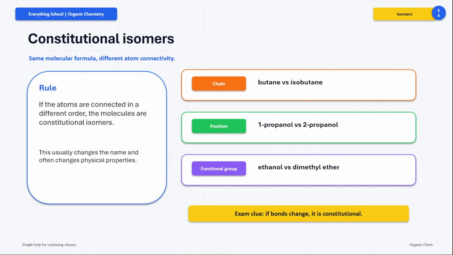Slide 6. Constitutional isomers. Constitutional isomers are the easiest isomers to check first. They have the same molecular formula, but the atoms are connected in a different order. A quick way to say it is this. Same formula, different bonds. Chain isomers have a different carbon skeleton. Position isomers have the same functional group, but it is attached in a different position. Functional group isomers have the same formula, but different functional groups. The common mistake is only counting atoms and forgetting to check the bonds.